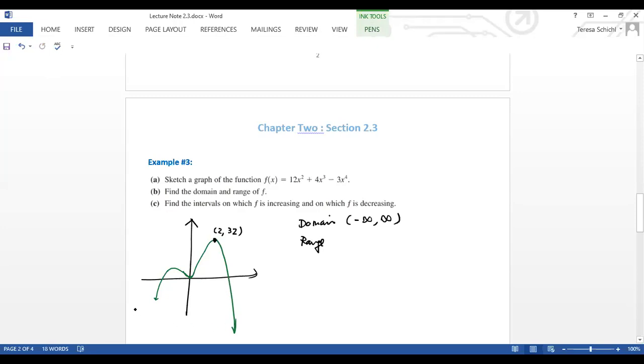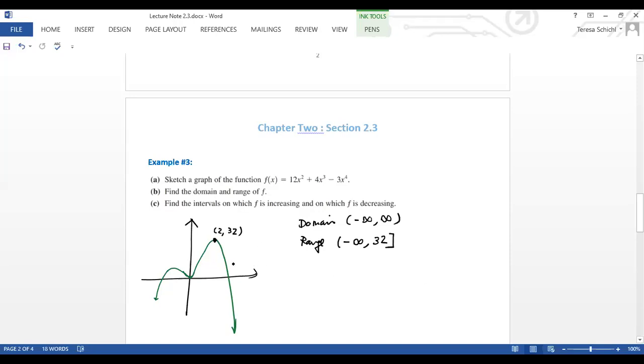Then the smallest value, because look at these two tails, they go into infinity, negative infinity. So what is the range here? It's from negative infinity to where? 32. And this 32 is what? It's a bracket, right? Because it does include the 32. Okay, so now they want to find the interval.